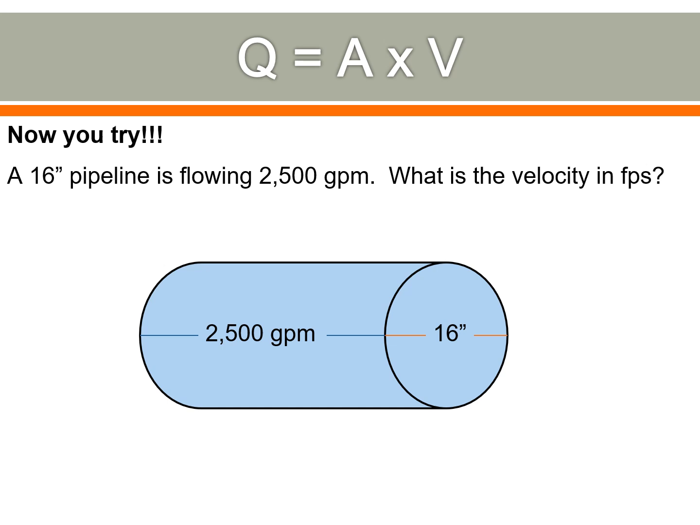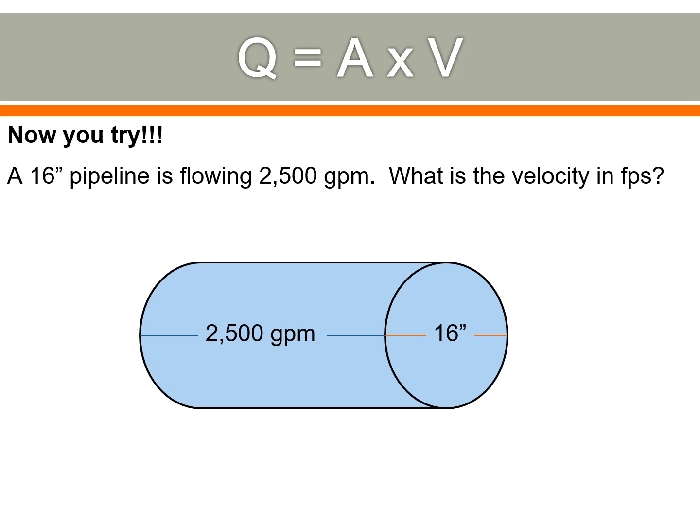All right. For those of you who wish to solve these problems ahead of time, go ahead, feel free to hit pause on this and run the calculations. Otherwise, let's move on. So you have a 16-inch pipeline that is flowing at 2,500 gallons per minute. What is the velocity in feet per second?